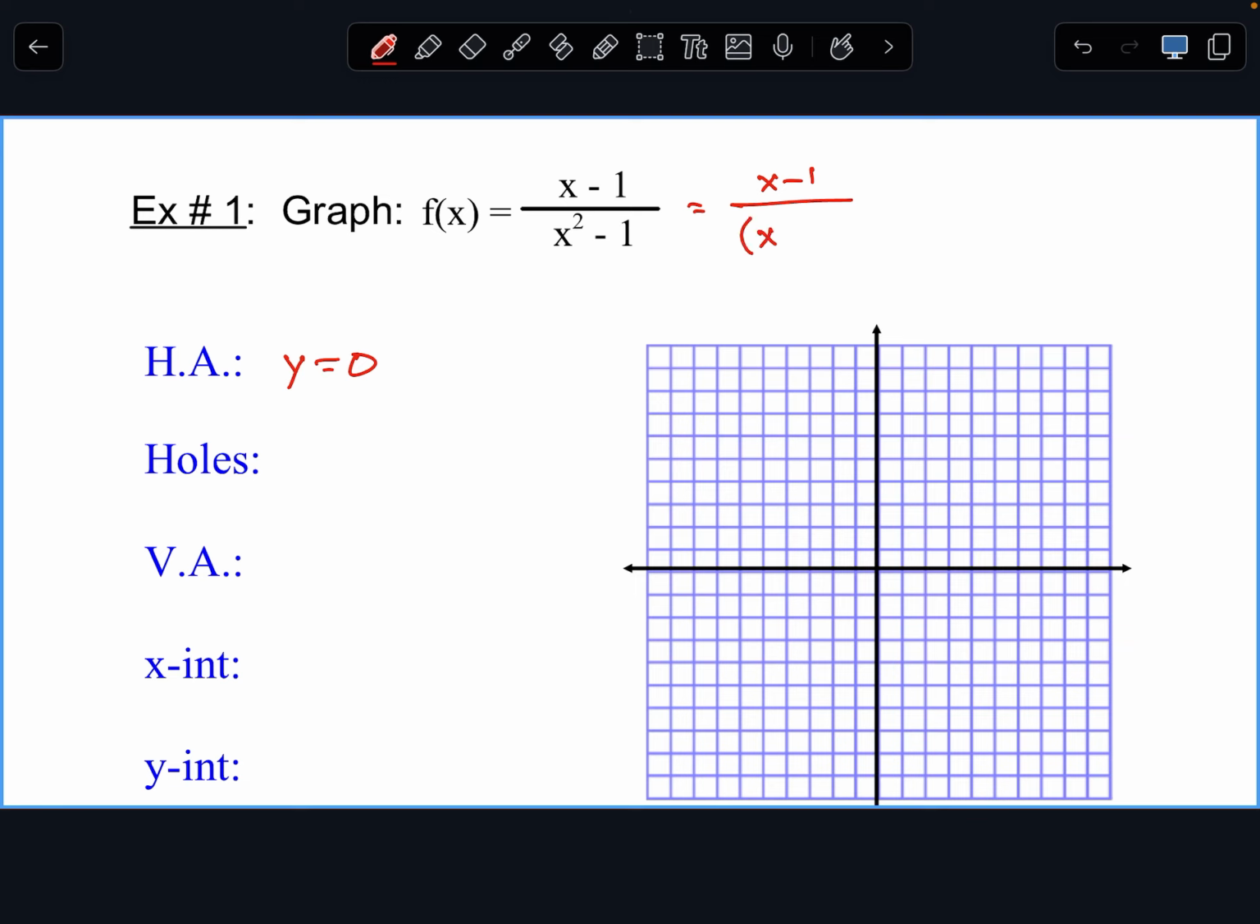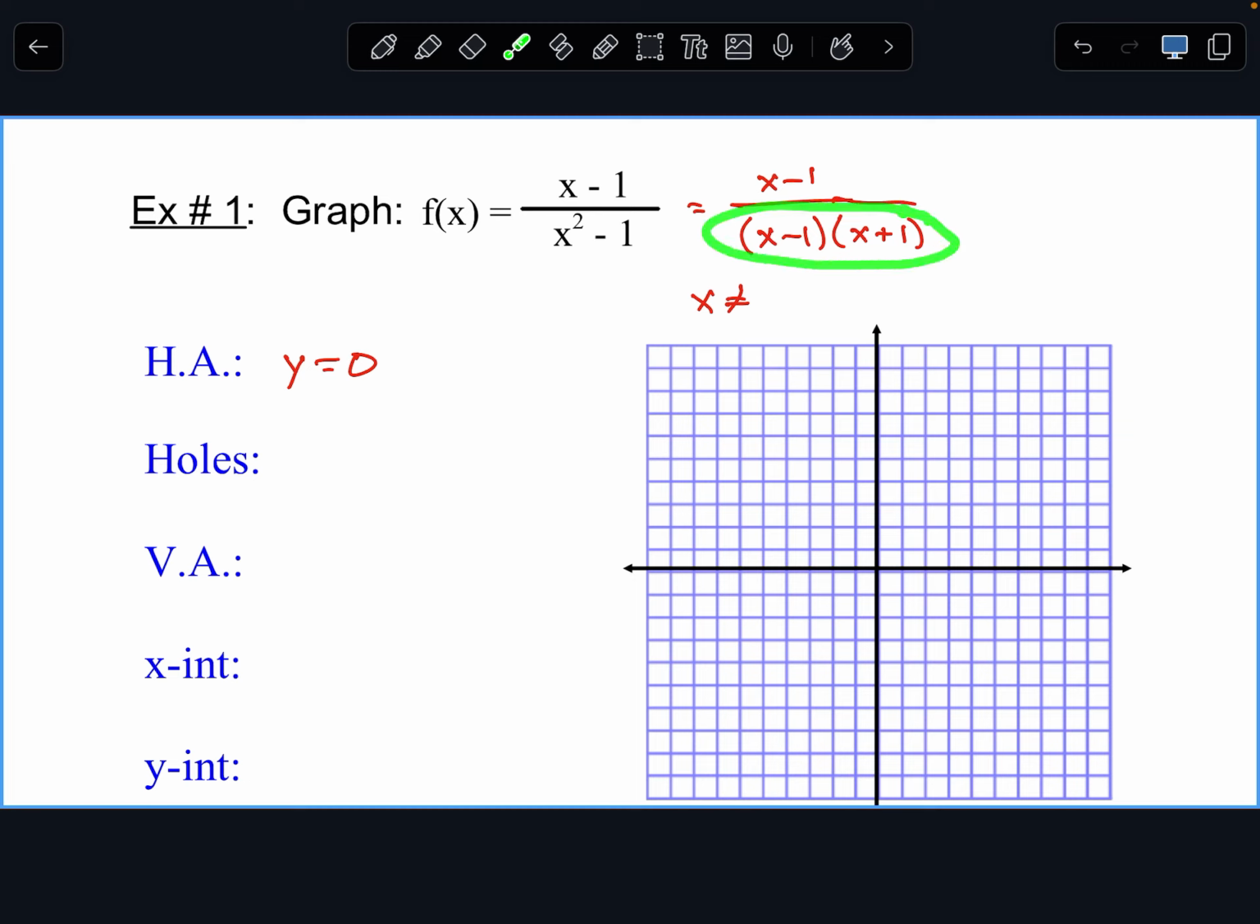x minus 1 and x plus 1. That is a difference of squares, which means you have conjugate factors, x plus 1 and x minus 1. And right now, before I do anything else, you should be able to tell me what the discontinuities are. What can x not equal? 1 and negative 1. That is coming.